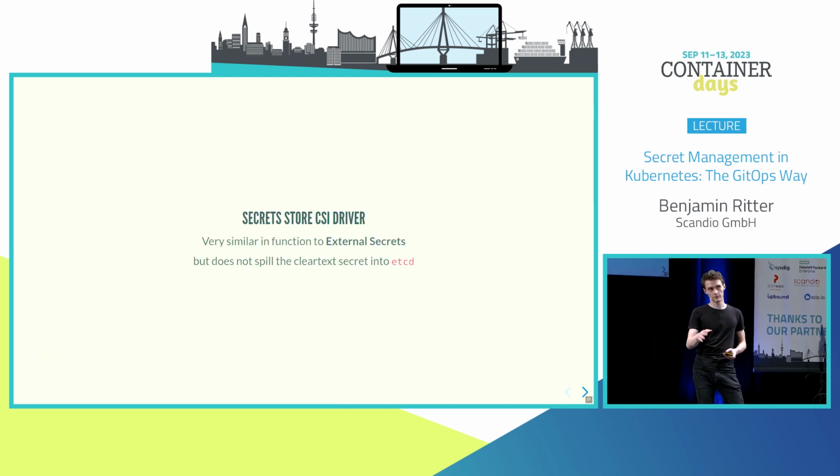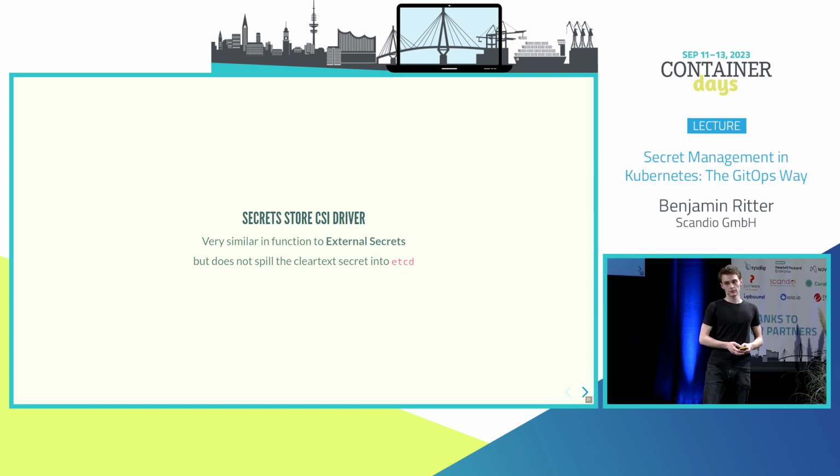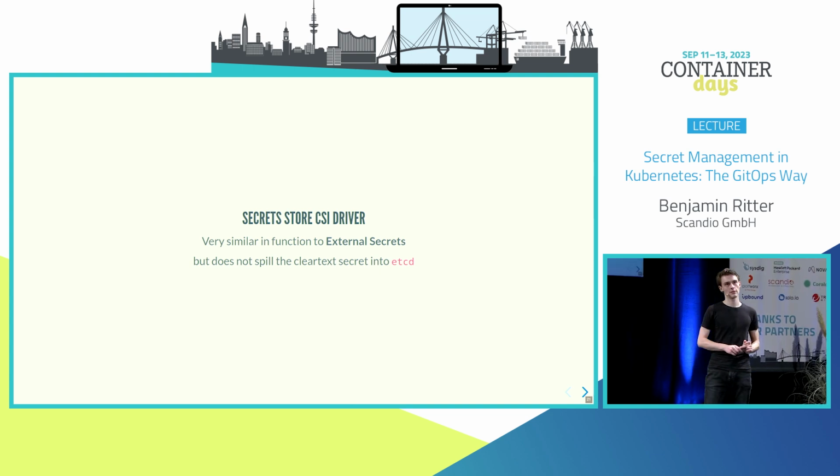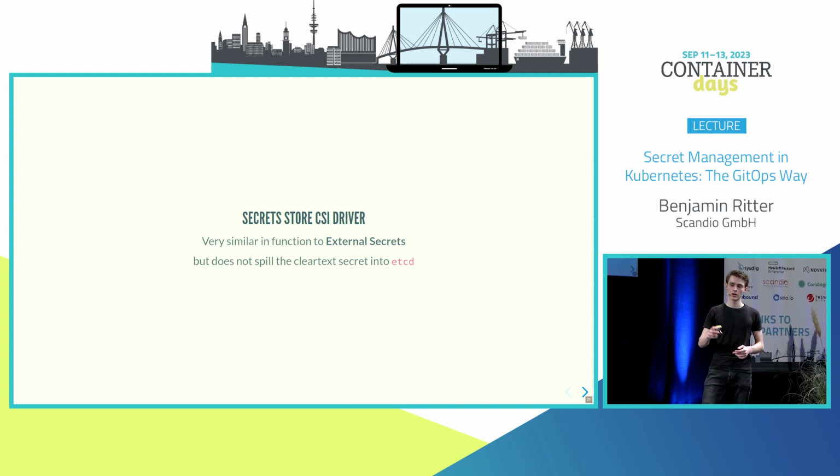So very, very similar concept, but a little bit different in design. The secret store CSI driver basically does the same thing as the external secrets operator. It takes your secrets and mounts them into a pod. But it will not write them to etcd, so extracting them will basically involve an exec call, which you can audit for a little bit better with something like kubectl run.